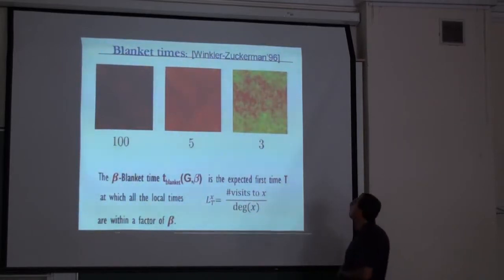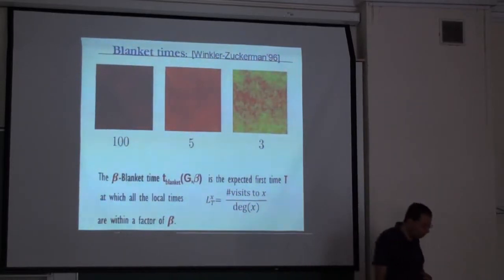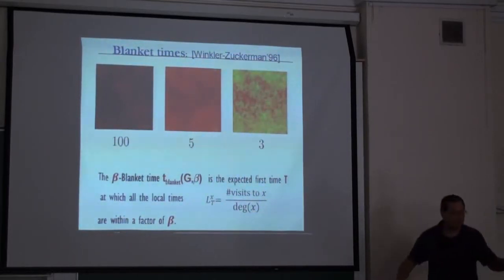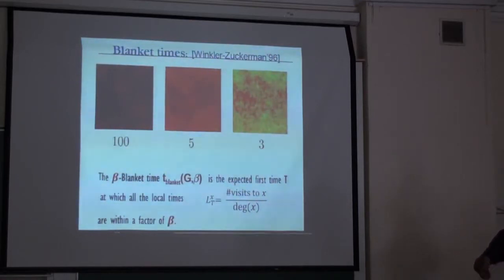Winkler and Zuckerman in '96 looked at the following question. If we look at the cover time, say of a complete graph, so we have coupon collector, at time n log n we cover the complete graph. At that time, one vertex is visited exactly once, the last vertex we hit, but typical vertices are visited log n times. So there is a big discrepancy between these occupation numbers, and Winkler and Zuckerman were interested in, well, how long until we get a balance of the local times?